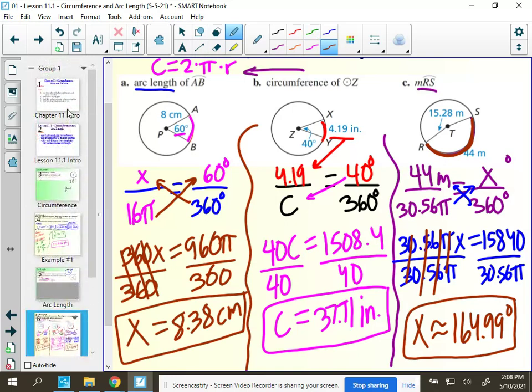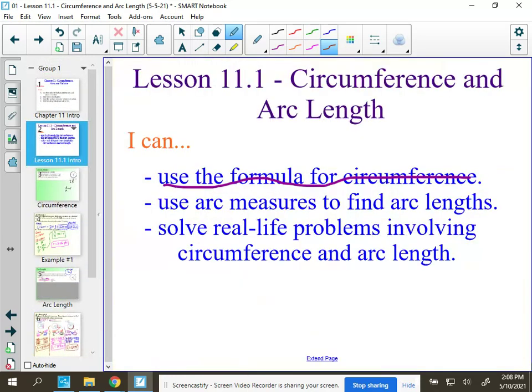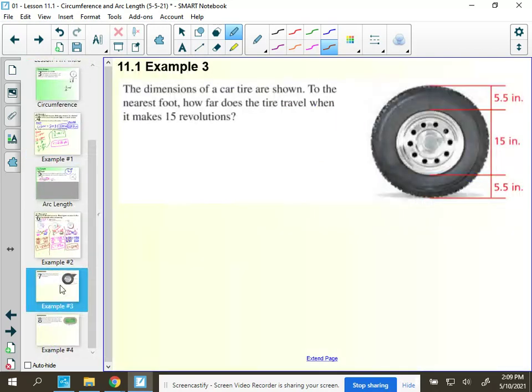The last thing we got to look at. If we're just checking off boxes here, use the arc measures to find arc lengths. Did it. We even found some arc measures. We found some circumferences. The last thing we got to do is that real-life situational stuff. I like it here. It's fairly applicable. We've got a car tire, truck tire, whatever. To the nearest foot, how far does this tire travel when it makes 15 revolutions?